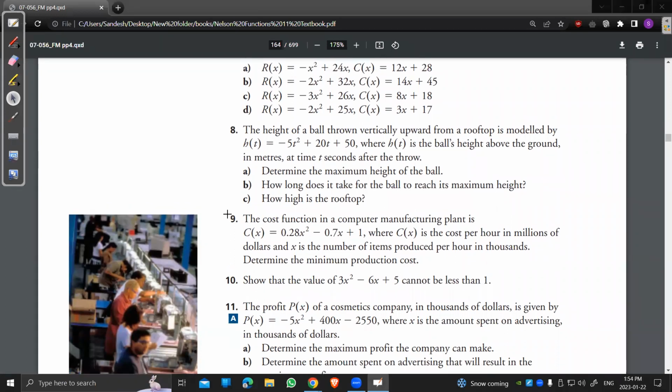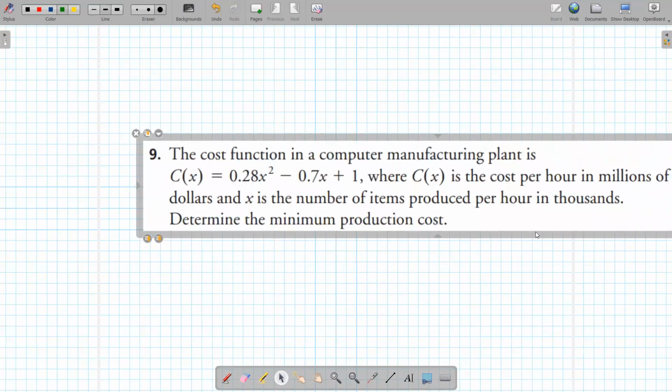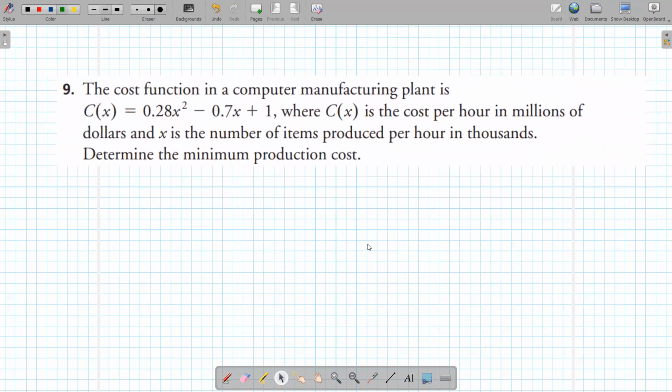Here's another question. Again, a bunch of words. They've given you C and they've given you X. The question's asking you to determine the minimum production cost. Again, it looks difficult, but it's not.